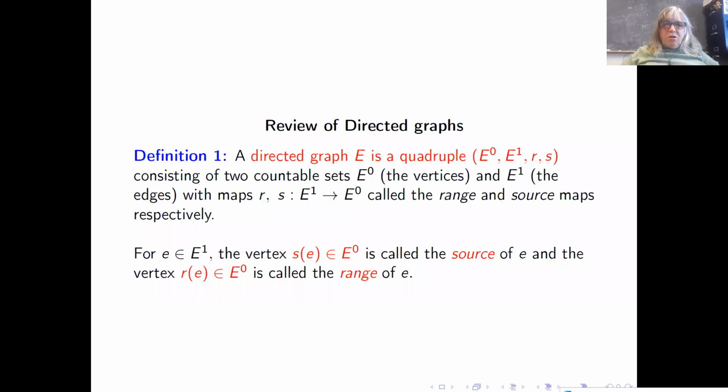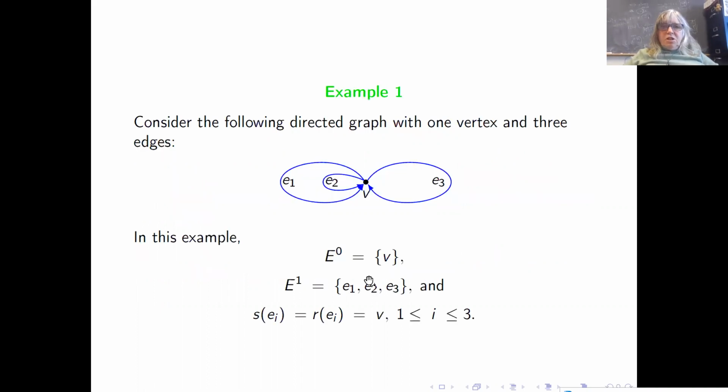range and source maps denoted by r and s. For any edge e, the vertex s of e is the source, and that's where the edge starts, and the vertex r of e is the range, and that's where the edge stops. So here's an example. In this example, I just have one vertex v and three edges. Because each edge has to have a source and a range, all of these edges will be loops. They all start and end at v. My edges are e1, e2, and e3.